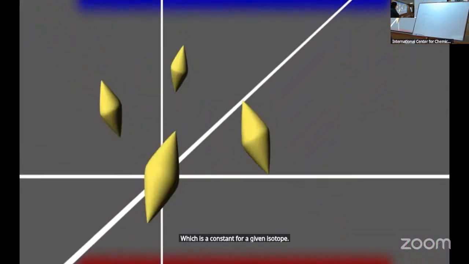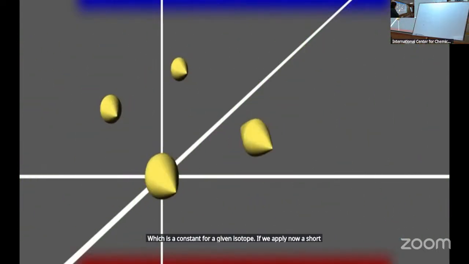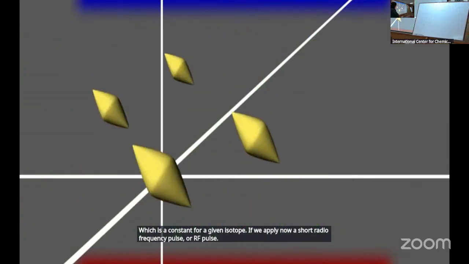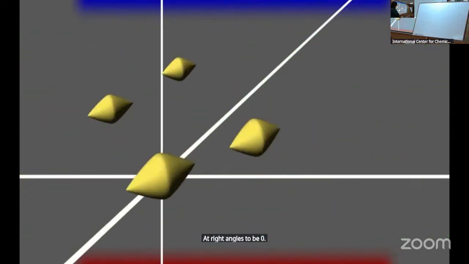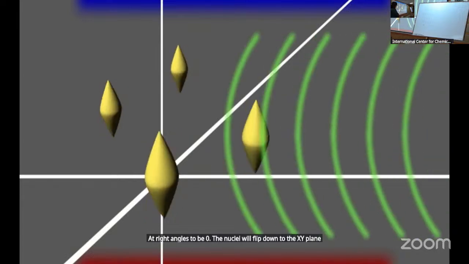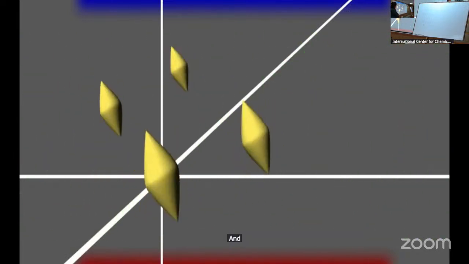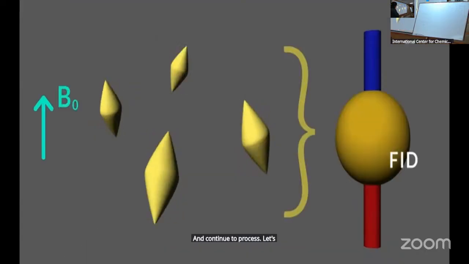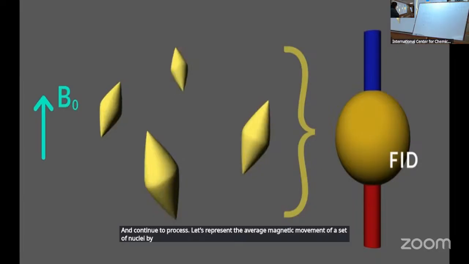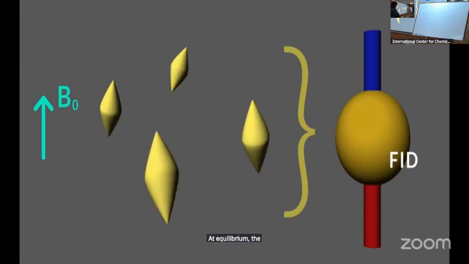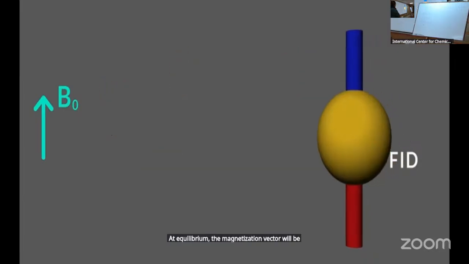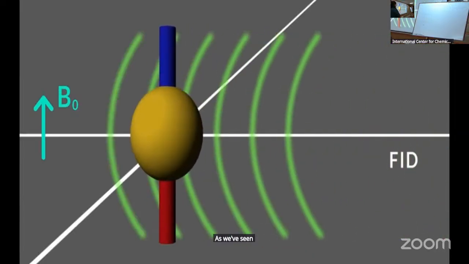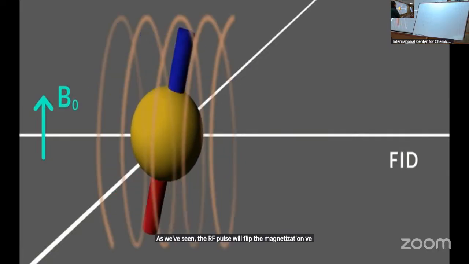If we now apply a short radio frequency pulse, or RF pulse, at right angles to B0, the nuclei will flip down to the XY plane in unison and continue to precess. Let's represent the average magnetic moment of a set of nuclei by this sphere. At equilibrium, the magnetization vector will be aligned along B0 as depicted here. As we've seen, the RF pulse will flip the magnetization vector to the XY plane.